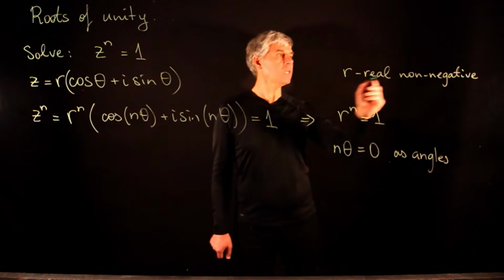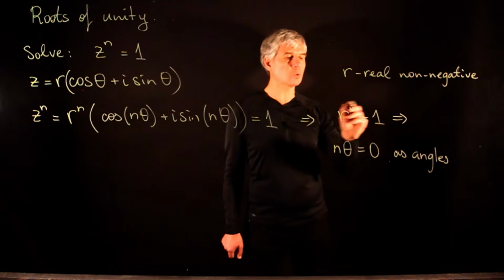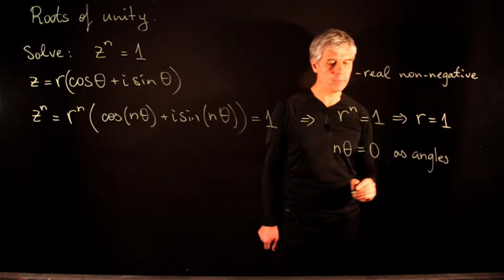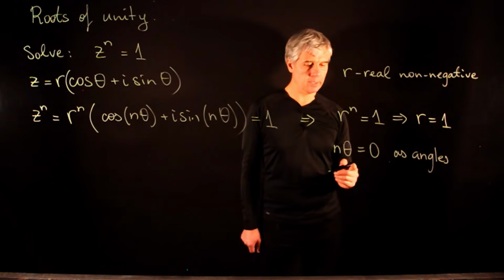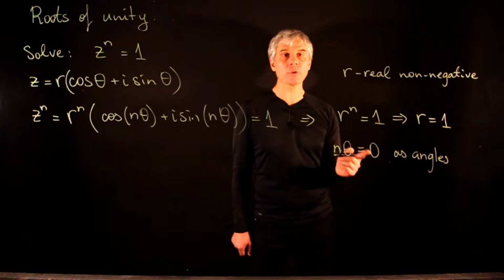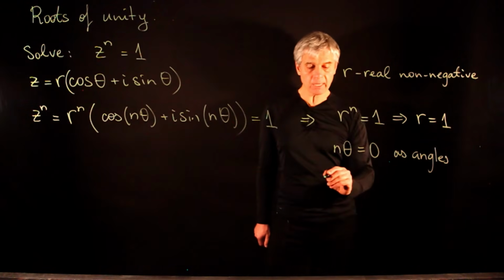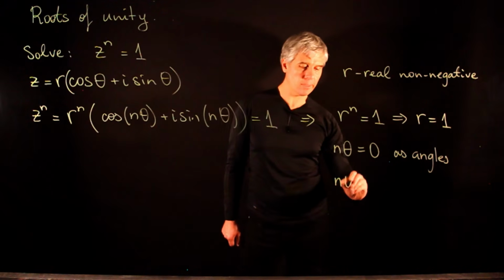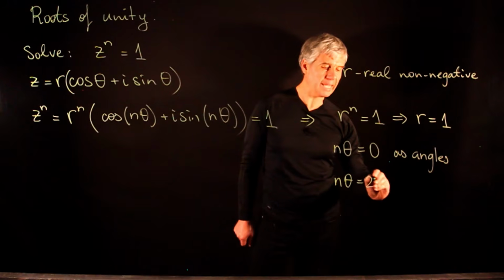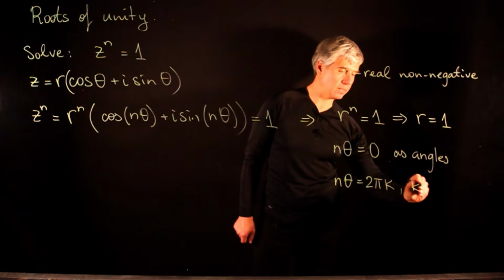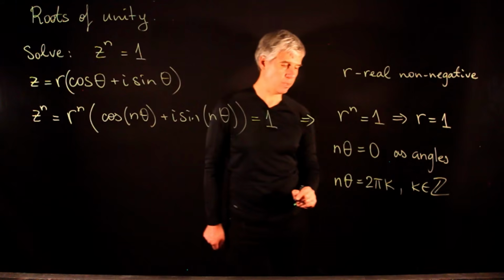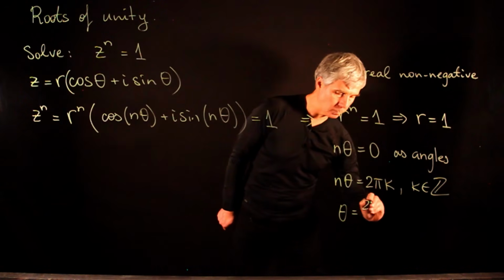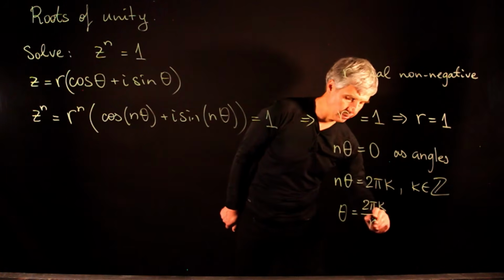Now, for real non-negative numbers, there is only one solution of this equation. So from here it follows that r is equal to 1. But how about this equality of angles? Here, theta equals 0 is not the only solution, because really the angle 0 should be treated as a multiple of 2 pi. So we write n theta is equal to 2 pi k, where k is an arbitrary integer number. And then we get the expression for theta. So theta is then equal to 2 pi k over n.